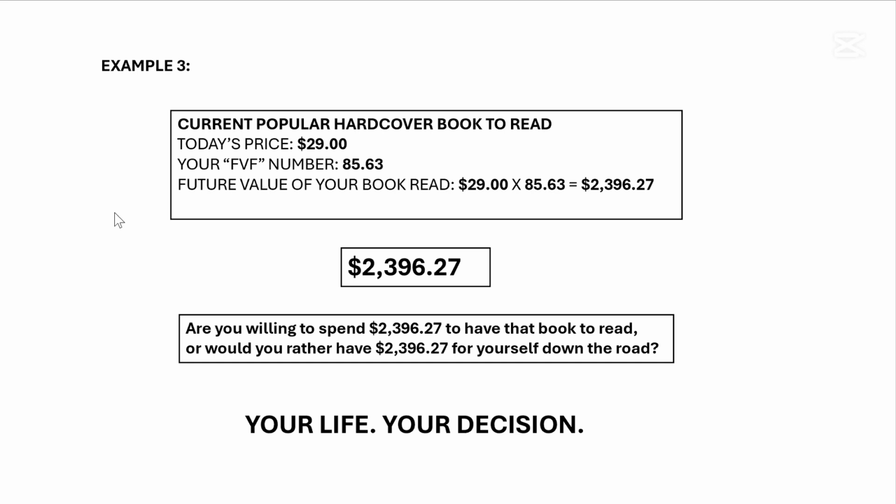One final example. Say you want to buy a current popular book to read. Let's say Midnight and Blue by Ian Rankin. Today's price, $29 for the hardcover edition. Your FVF number, 85.63. So the future value of your book read, $29 times 85.63, which equals $2,396.27. So again, the question becomes, are you willing to spend $2,396.27 to have that book to read?